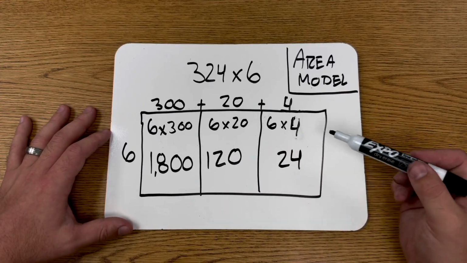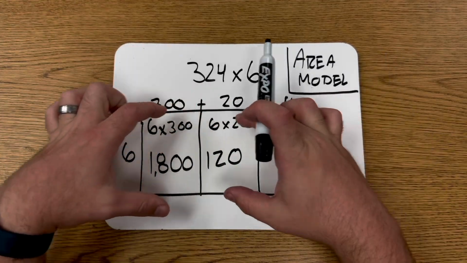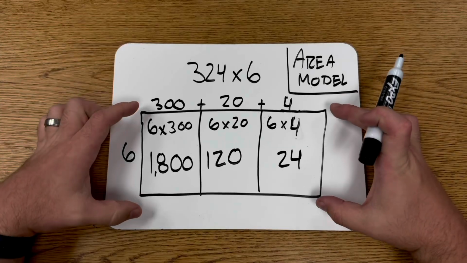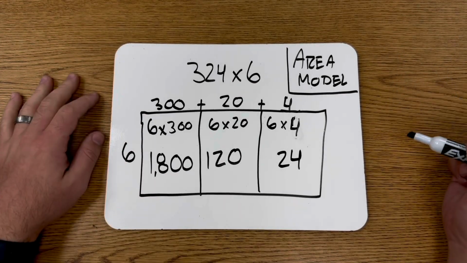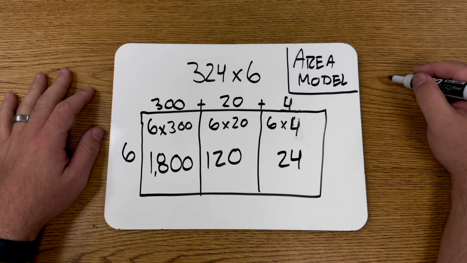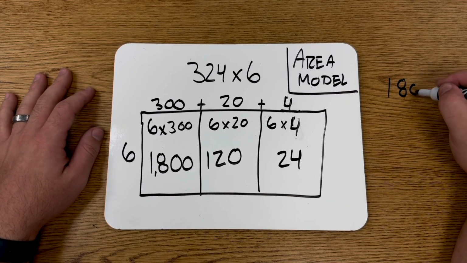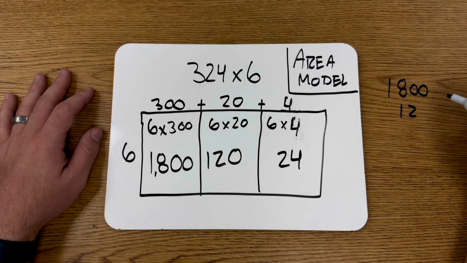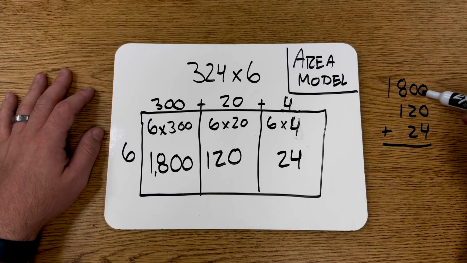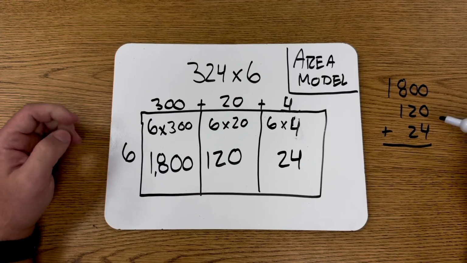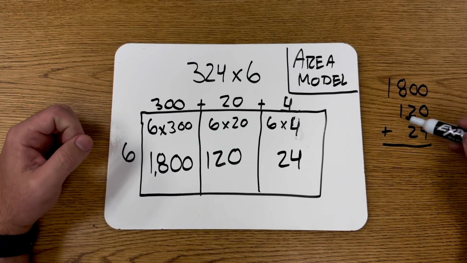Now that we have found the area of these individual smaller rectangles, we need to find the area of the large rectangle, and we do that by taking our 3 numbers and adding them back together. So we have 1,800, 120, and then 24. Make sure when you are adding with the standard algorithm that you line your numbers up by their place values. Don't get sloppy and let numbers drift, because when they drift, that's when mistakes happen and you end up adding the wrong things together.